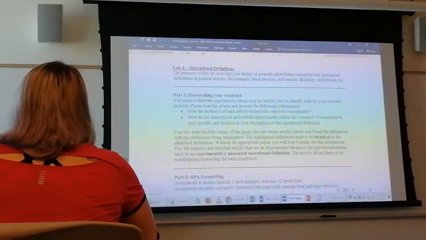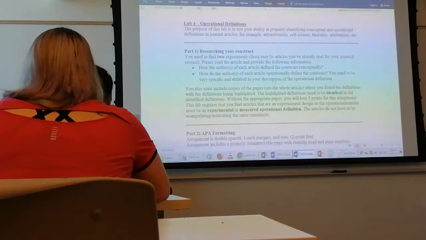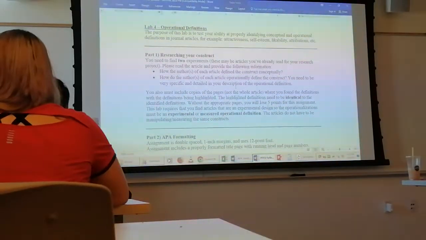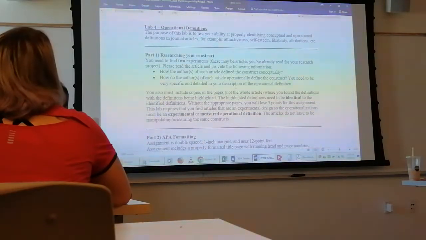How the authors of each article define the construct conceptually. Again, that's like a textbook definition. How do the authors of each article operationally define the construct? You need to be very specific and detailed in your description of the operational definition.